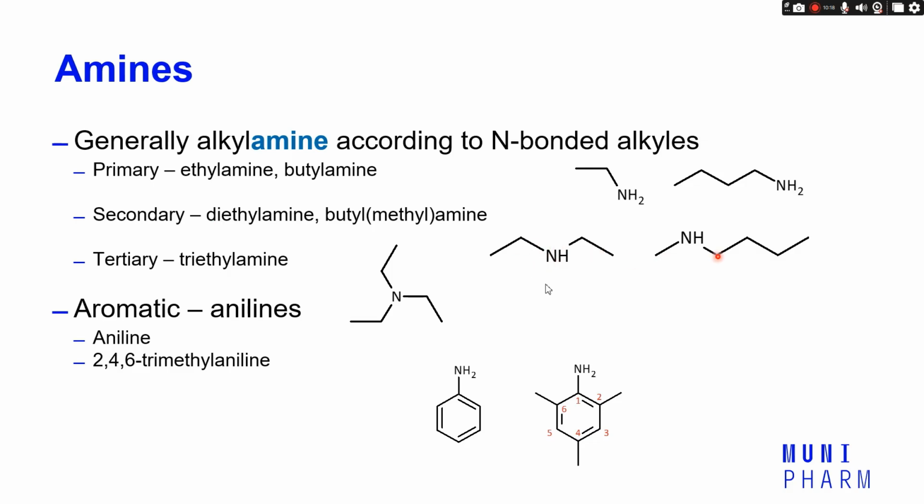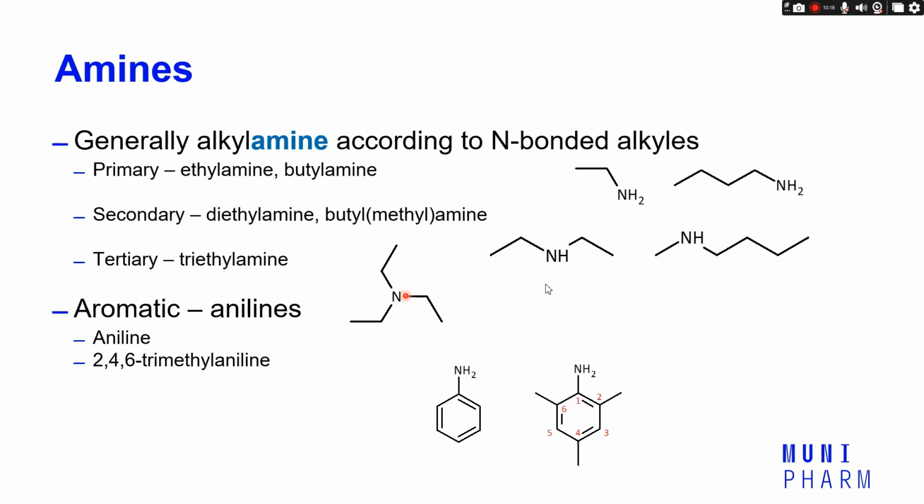In this case, we have the chains which are called butyl and methyl. In the name, we use alphabetical order. It means the B is first, and this is the reason that we call this butylmethylamine. And this is an example of a tertiary amine, which contains three of the same chains on the nitrogen. Again, we will use the multiplicative prefix, and it is triethylamine.